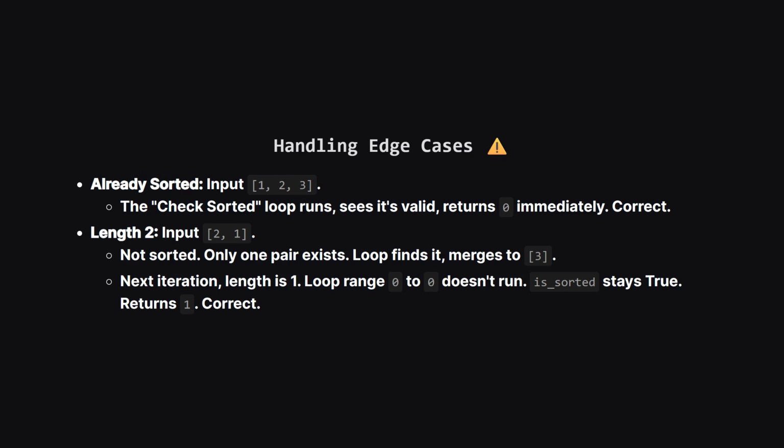It's always good to think about edge cases. What if the list is already sorted, like 1, 2, 3? Our first check will see that everything is in order, and will return 0 operations immediately, which is correct.